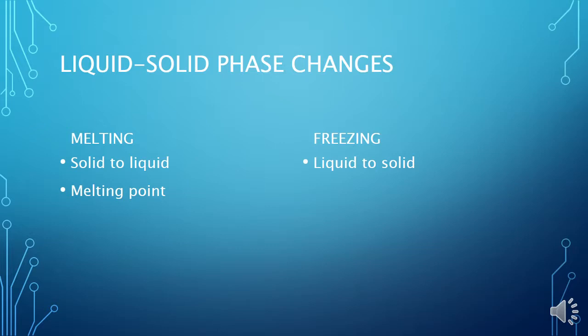Alright, getting right into it, liquid solid phase changes. These are melting and freezing. So all matter can move from one state to another. Some of it happens easily. Some of it's going to require some extremes in temperature or heat to make it happen. So if you have an ice cube, you can melt that down to water pretty easily just by leaving it out on the counter a little bit too long.